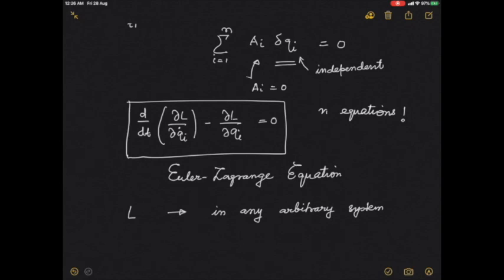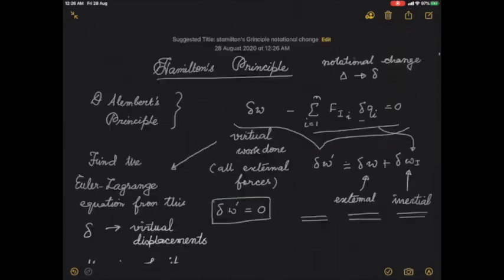In each and every coordinate system, the Euler-Lagrange equation will look different, but they will give rise to the same trajectory. The final trajectory will not change. Okay, so that's where I will stop today.